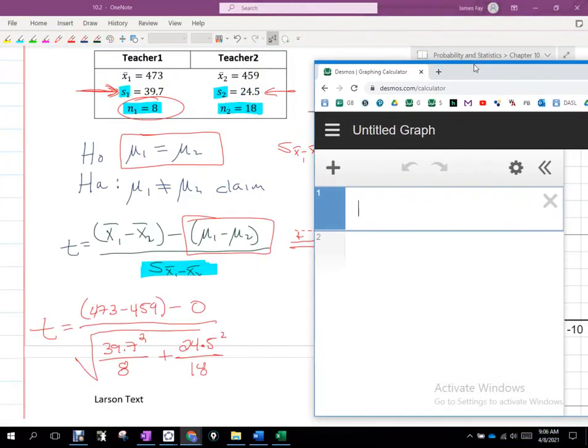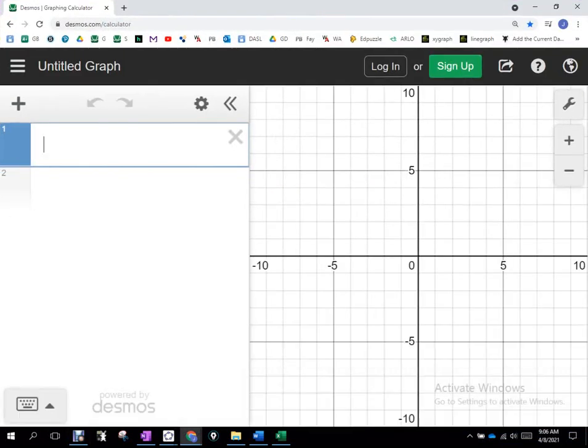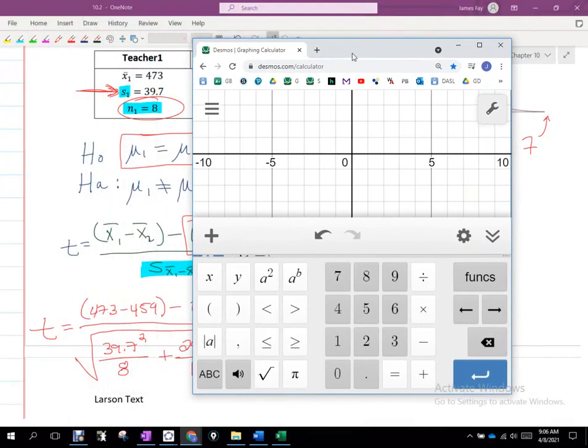All right, so in Desmos, the only thing I don't like is the way that we define things. I could say X1. I think I'm allowed to use subscripts here.